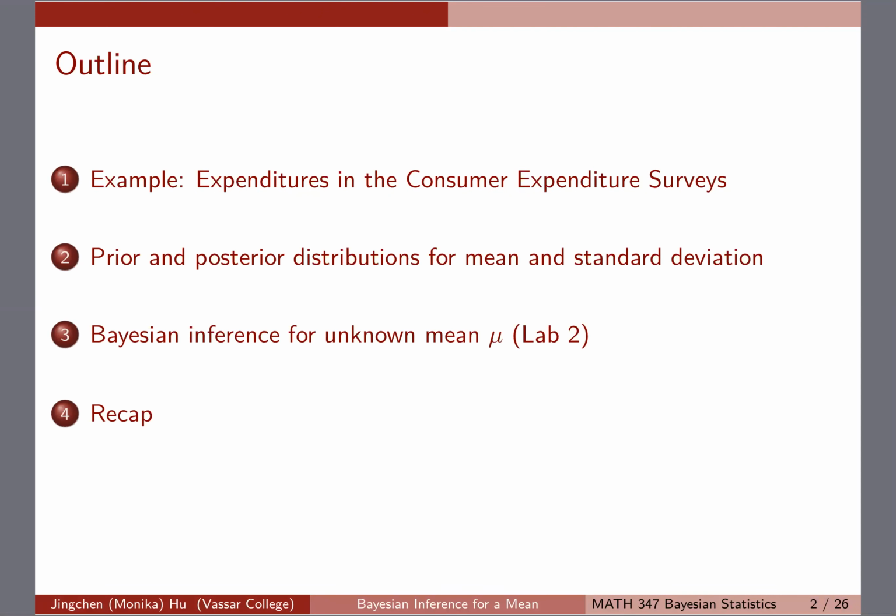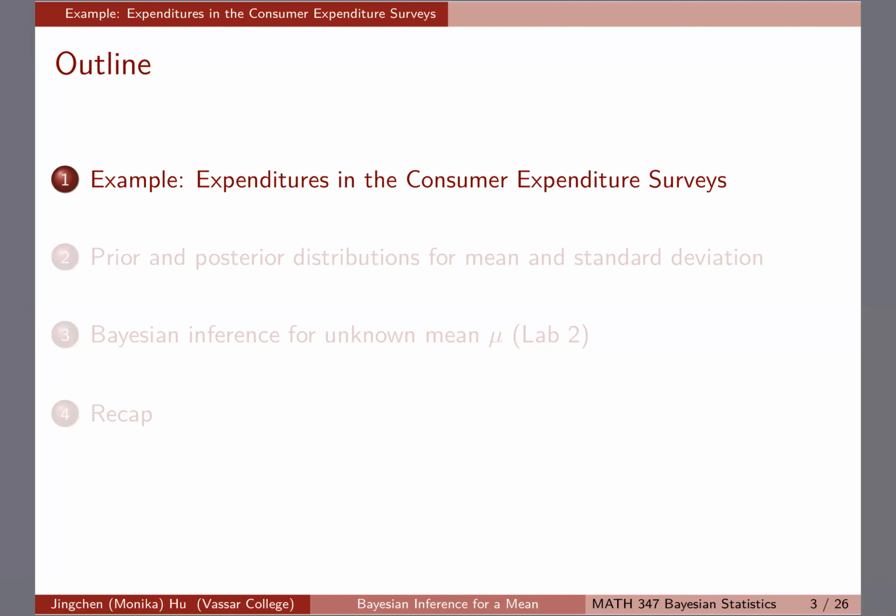It's the expenditures variable in the consumer expenditure survey, and then we're going to move to talk about prior and posterior distributions. Remember, we're going to use the normal distribution for the expenditure. Then the normal random variable has mean and standard deviation, right? So we're going to work with both of them. Towards the end, we're going to have lab 2, not today, later, where we're going to work through different inference questions for the unknown mean. And then we're going to recap.